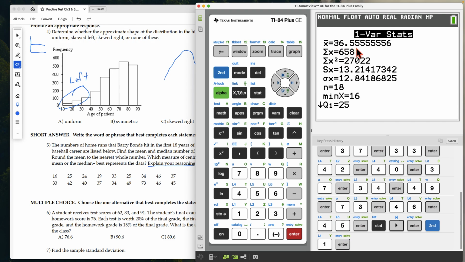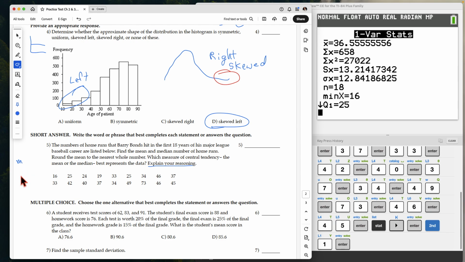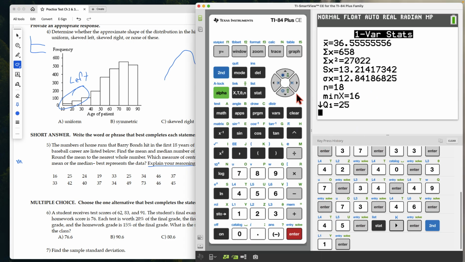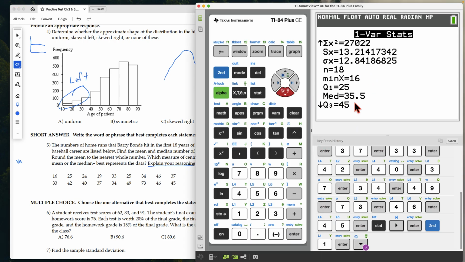36.6. They didn't tell us how to round it, but oh yeah, they said round it to the nearest whole number. So that would be 37. So the mean would be 37. And then the median, well, we have to go down a little bit here, right? Come down, the median's 35.5, but they say round it, right? So 36.